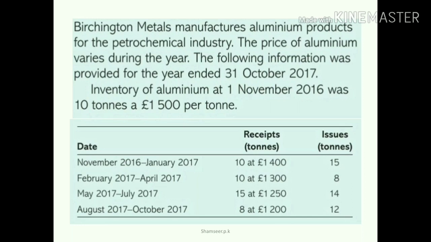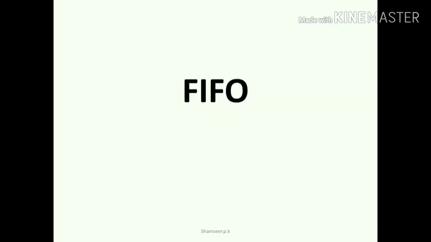Then during the year, for the November to January three-month period, they gave information on how much is purchased. Receipt means purchase. It is 10 tons at the rate of 1400. You can see here the rate varies: 1400, 1300, 1250, 1200. So you can see the price of this raw material is actually decreasing, isn't it? So let's see how we can do this as per FIFO.